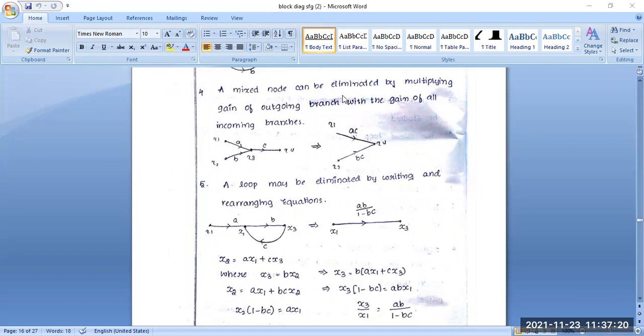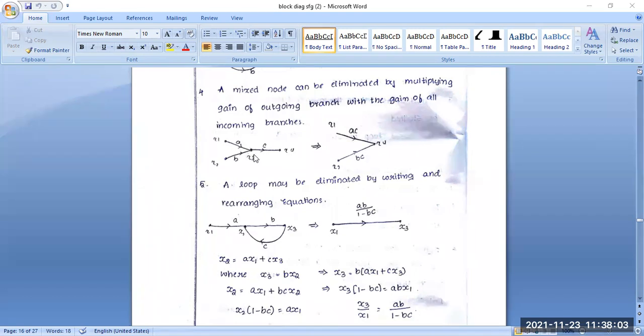Next, number 4, a mixed node. A mixed node can be eliminated by multiplying the gain of the outgoing branch with the gain of all incoming branches. Have all of you seen this diagram? This is basically one mixed node. This is x1 and x2, this is x3 and then x4. The input nodes are x1 and x2, and x4 is the output node. So x3 is a mixed node, where the two branches meet at the x3 node.